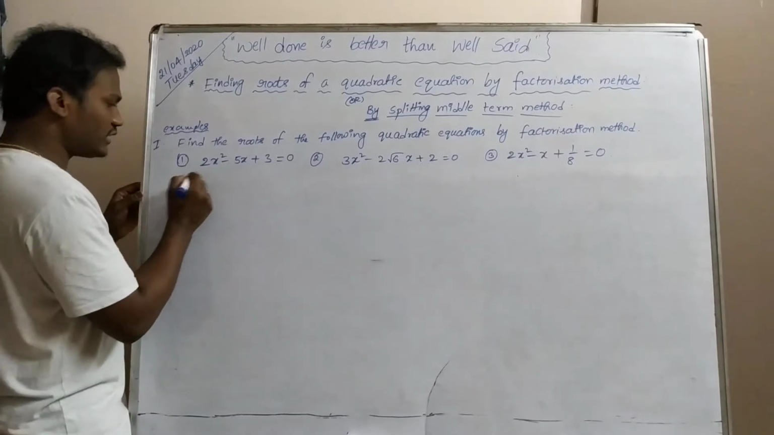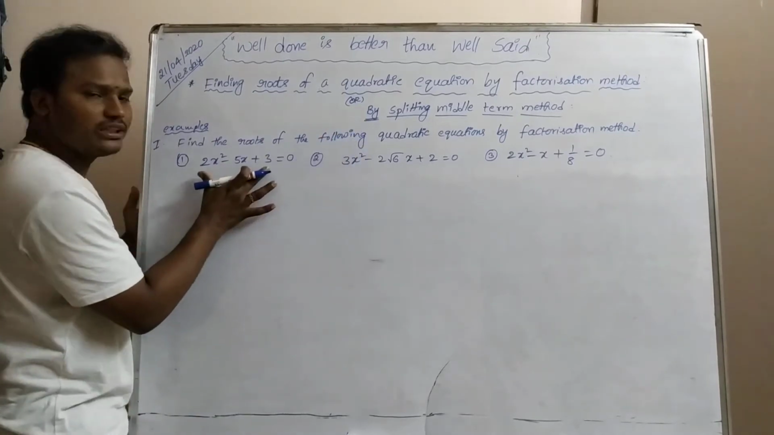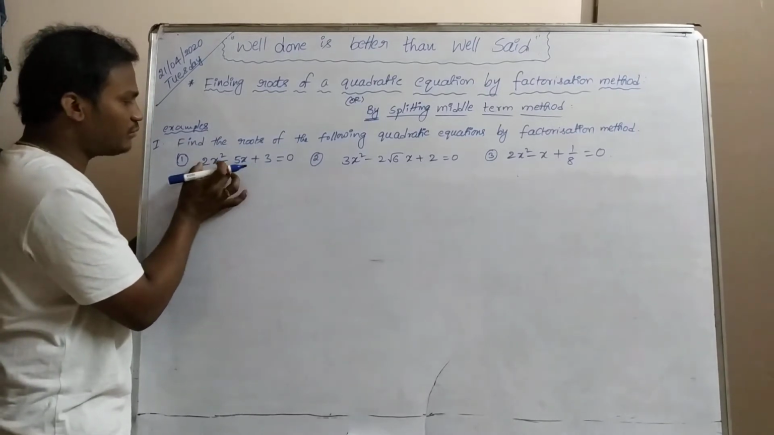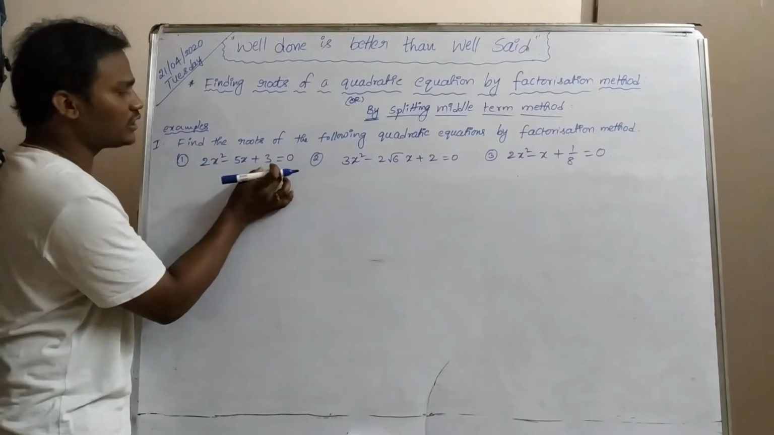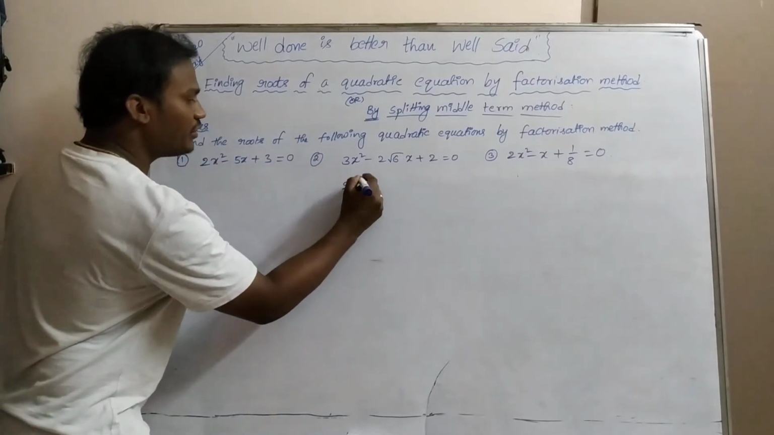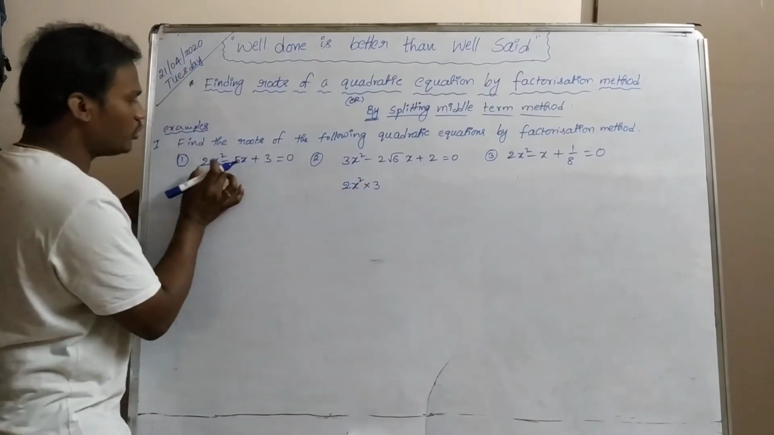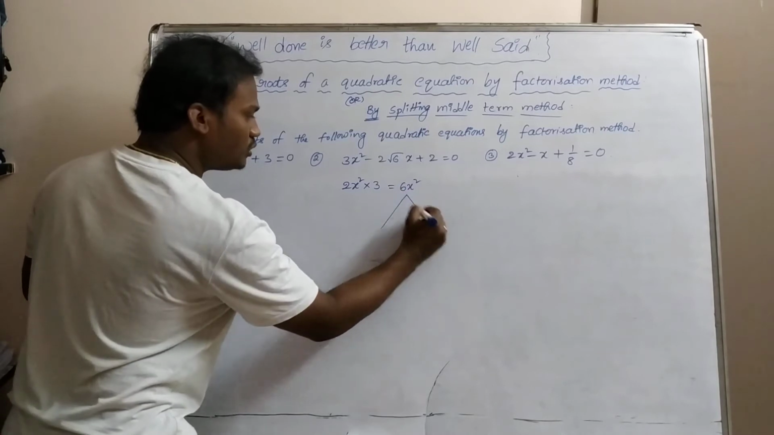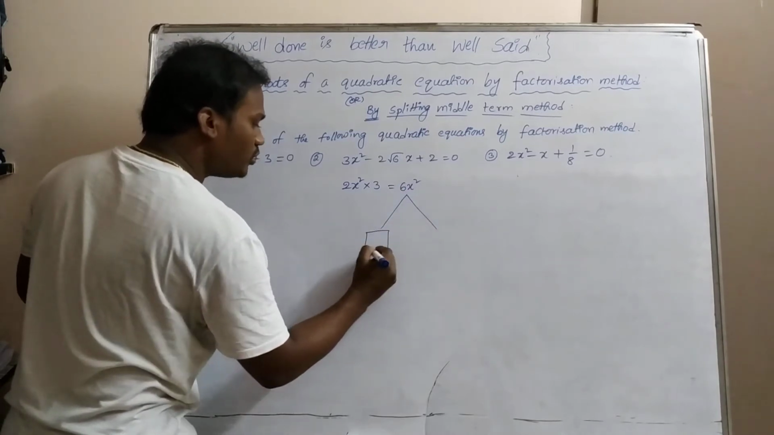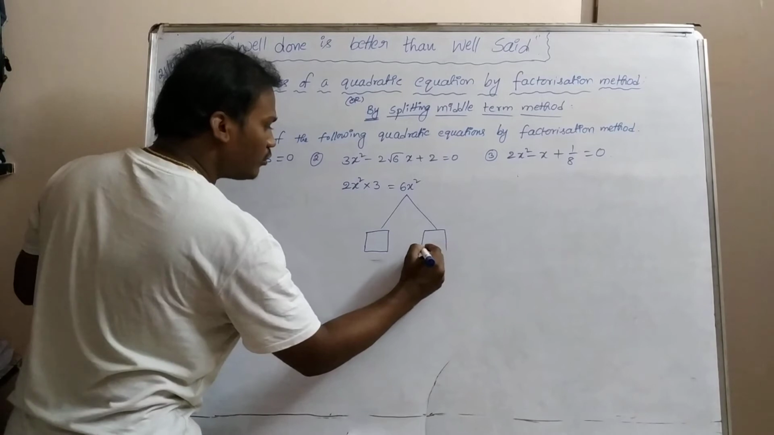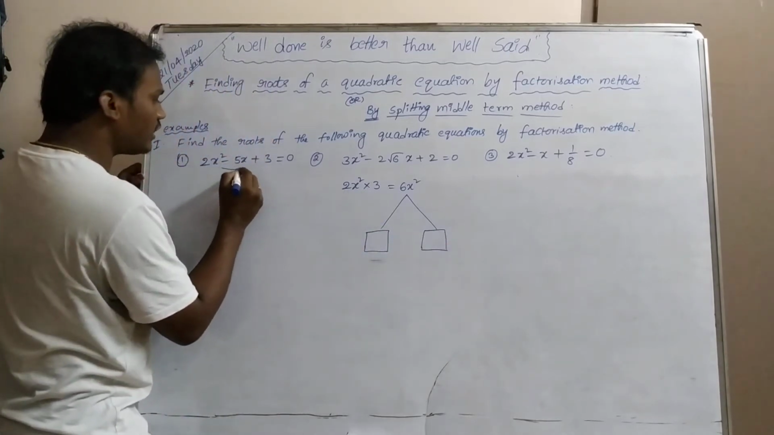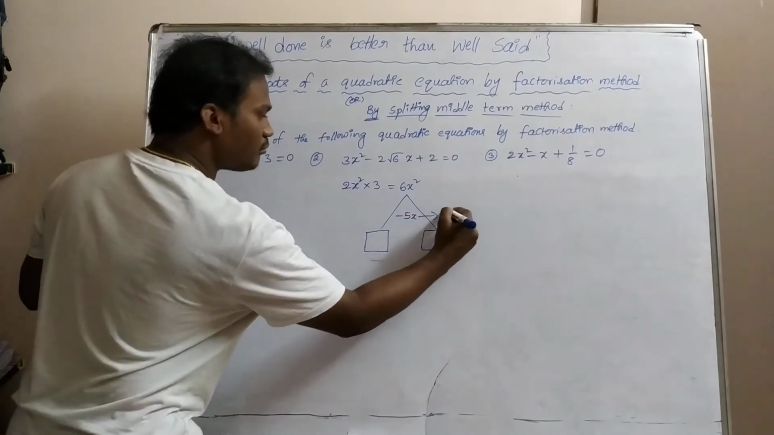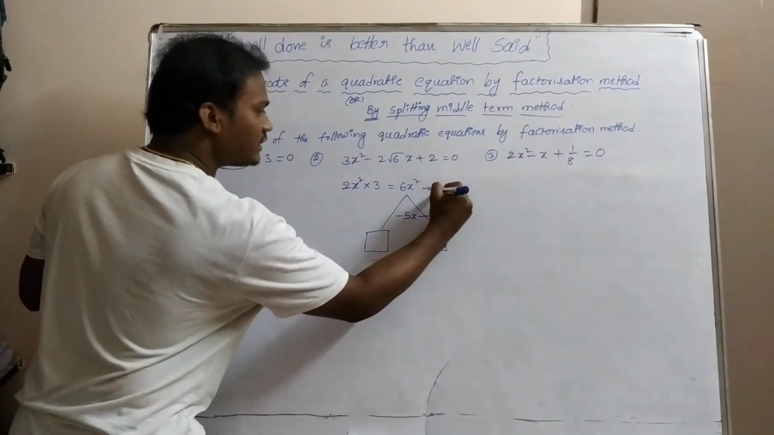Take the first equation, and all of you know how we do this sum. We take the first term and the last term, the x square term and the constant term, and we multiply them. 2x square into 3 gives you 6x square. Now we have to get two numbers whose product should be 6x square and whose sum should be the middle term. What is the middle term here? Yes, minus 5x. So we have to get the sum as minus 5x and the product as 6x square.